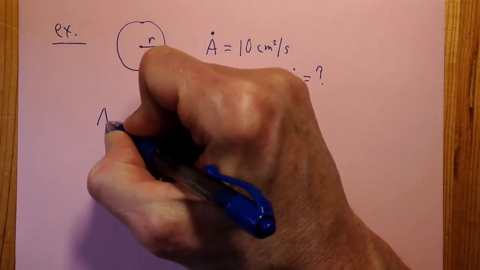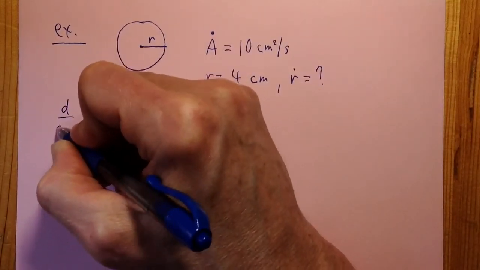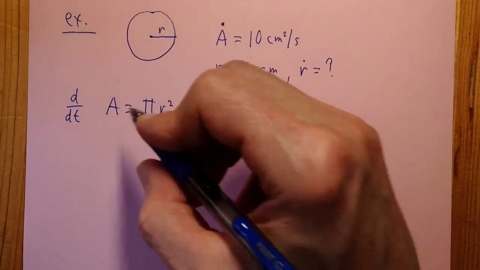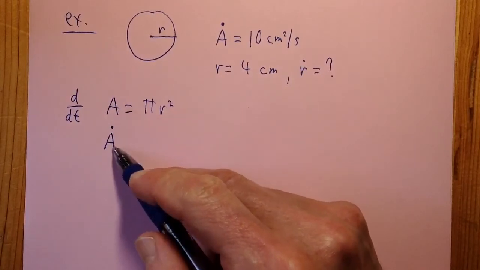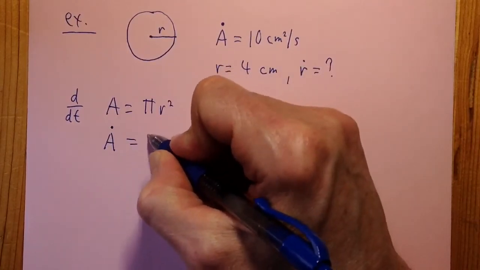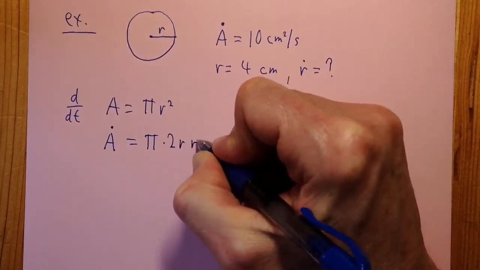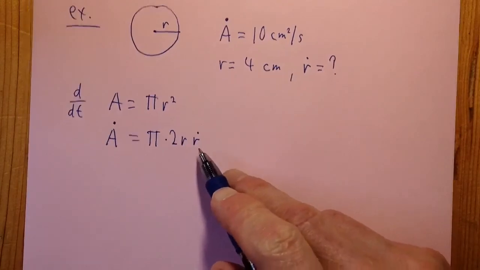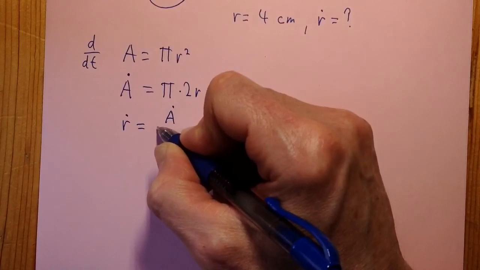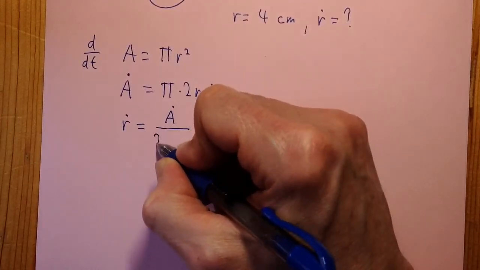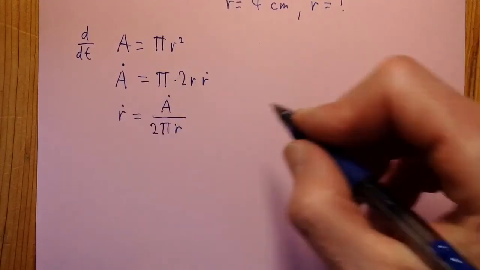So we write down the formula for the area of a circle. A is equal to pi r squared. We take the derivative with respect to time of this whole thing. Derivative of A is just A dot. That's the easiest thing. If this is by itself, it's just dA/dt, which is A dot, equals pi times the derivative of r squared, which is 2r r dot. We want to know what r dot is. So r dot is equal to A dot divided by 2 pi r, right? Because we have a 2, an r, and a pi that go on the other side. I think I did that right.